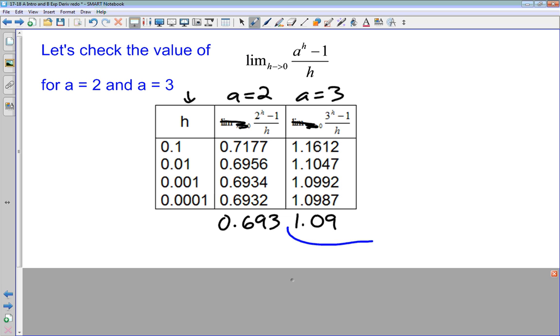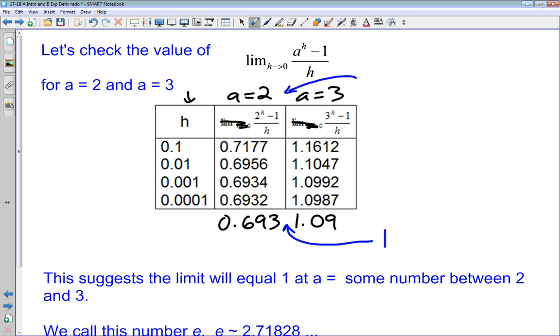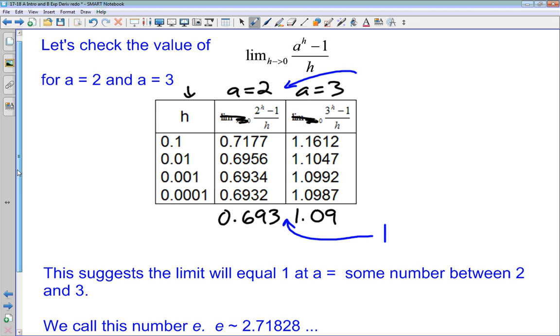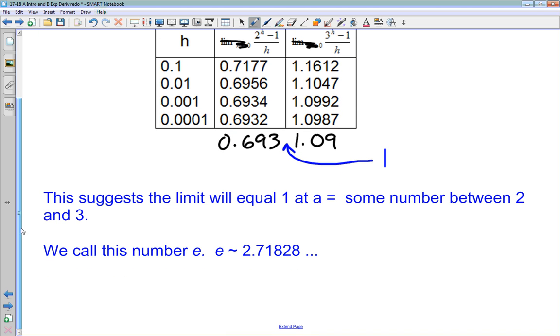There should be a value in between. If I choose a value for a that is in between 2 and 3, my limit is going to evaluate to a number in between 0.693 and 1.09. And ideally, if I choose that number for a very, very carefully, I should get this limit to evaluate to be 1. So this suggests that the limit will equal 1 at a equals some number that is between 2 and 3.